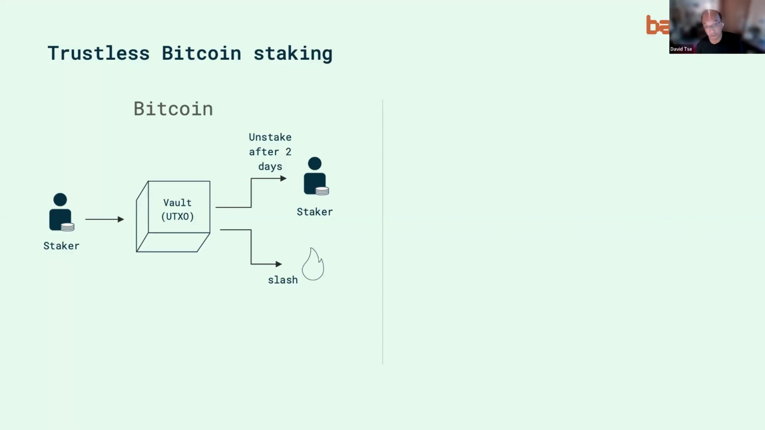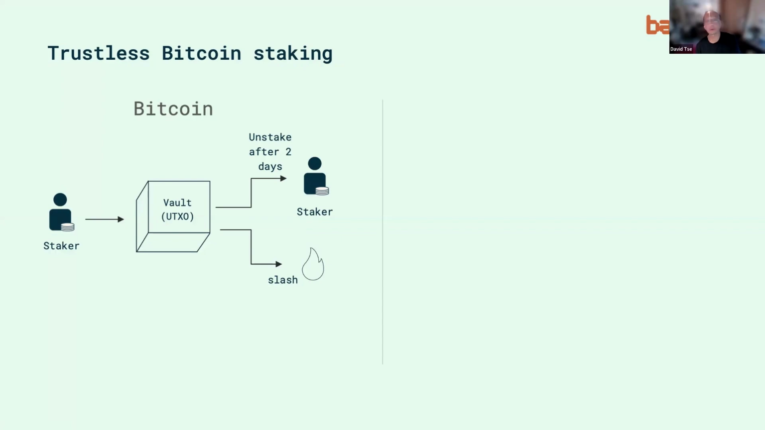Now, this vault has 2 exit conditions. There are 2 ways of getting the Bitcoin out of this vault. One way is that the staker himself or herself can decide to unstake and say, I don't want to provide security staking anymore, I want to exit. And after 2 days, the Bitcoin will go back to the staker. The other path is called slashing, and slashing is one very key feature of a staking protocol.